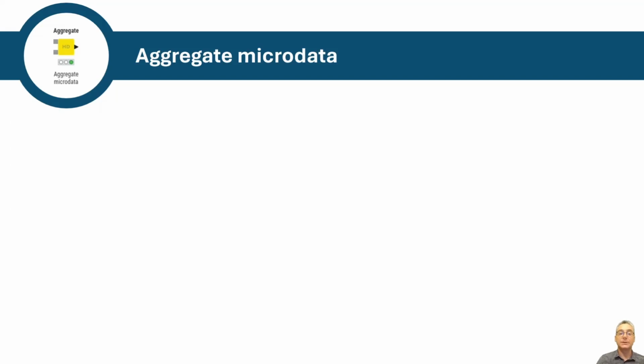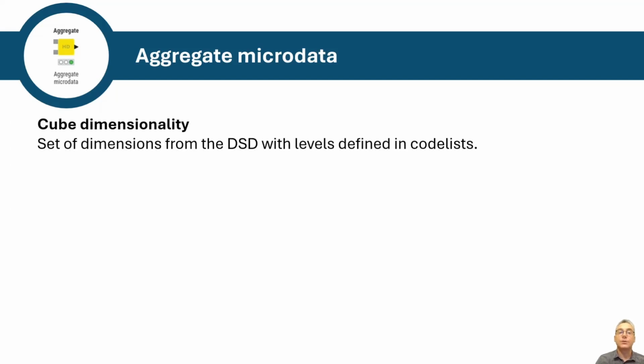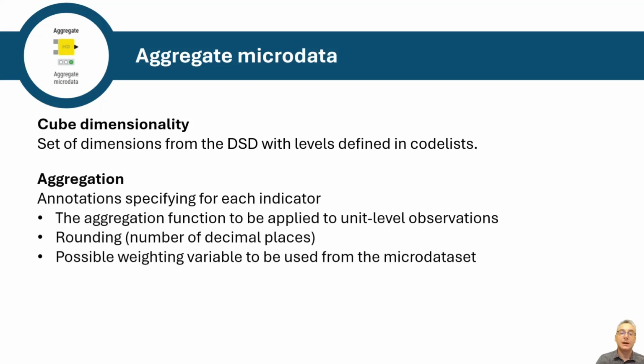So to recap on this, the cube dimensionality is defined by the dimensions from the target DSD and the levels in the associated code lists. Annotations in the DSD specify for each indicator the aggregation function to apply to unit level observations, the rounding rule, and any weighting variable to be used from the microdata set.